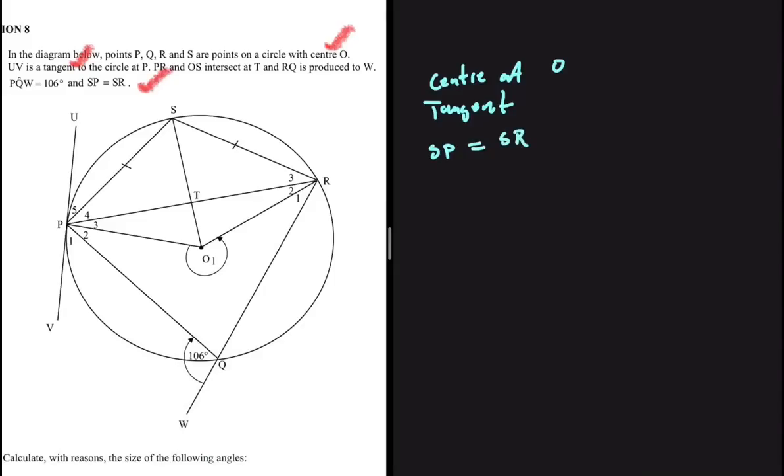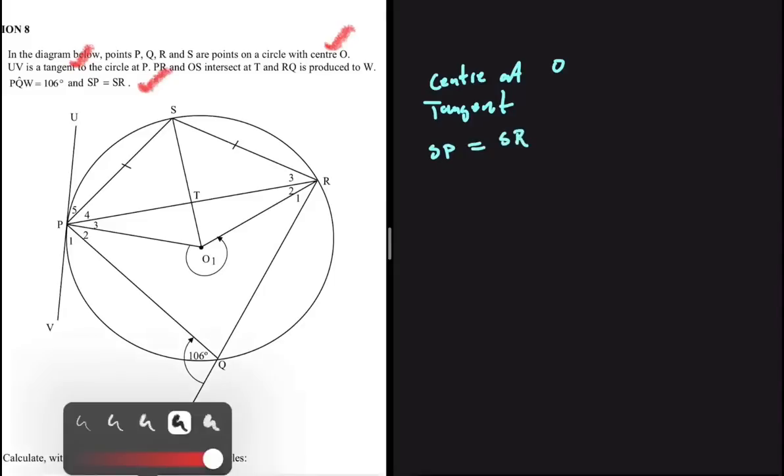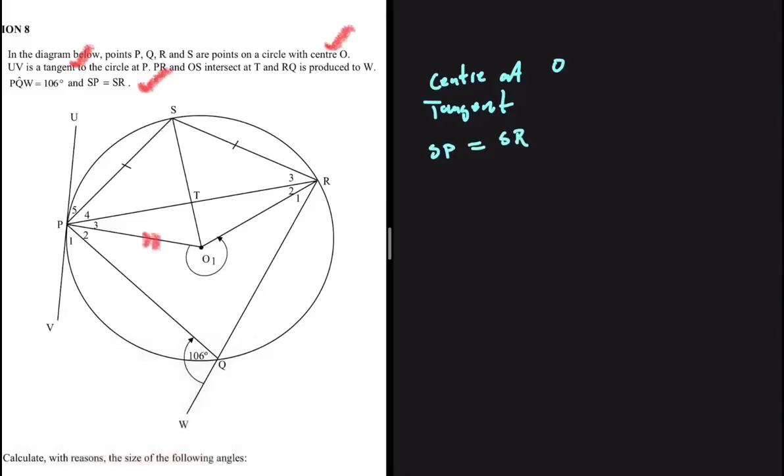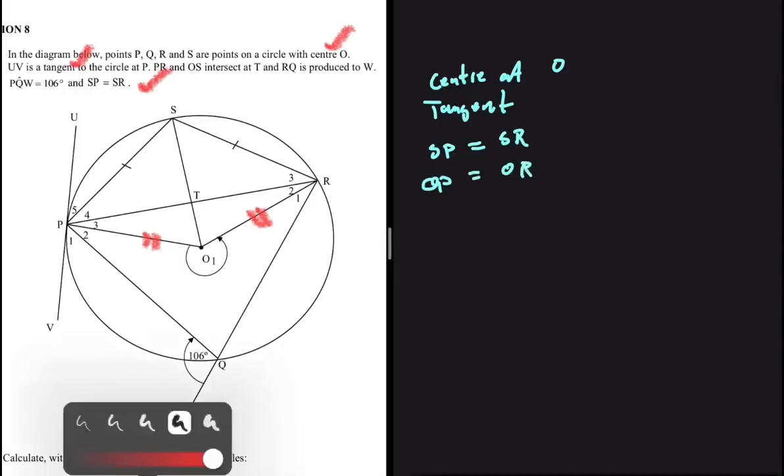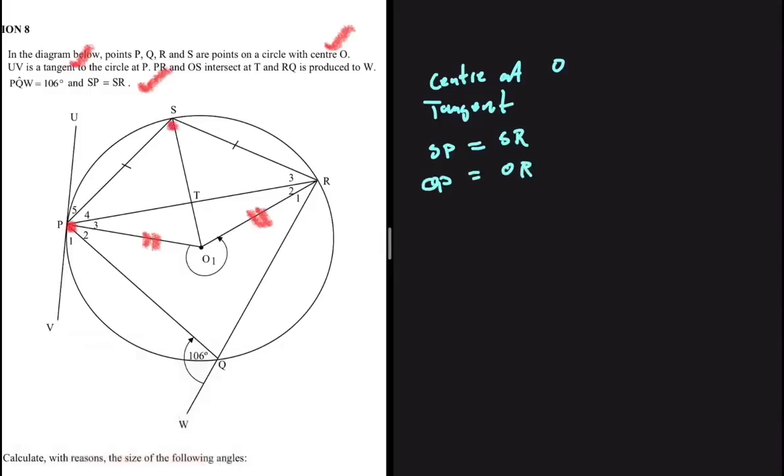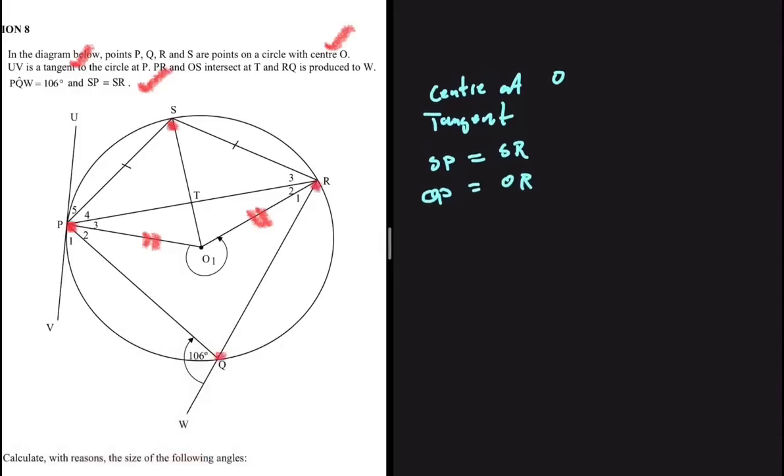If you look at your diagram, you're going to realize also that OP is equal to OR because they are radii. So OP is equal to OR. Look at the vertices of PSRQ. They lie on the circumference of the circle. So we have a cyclic quad. This is all we need to answer all the questions that are going to follow.